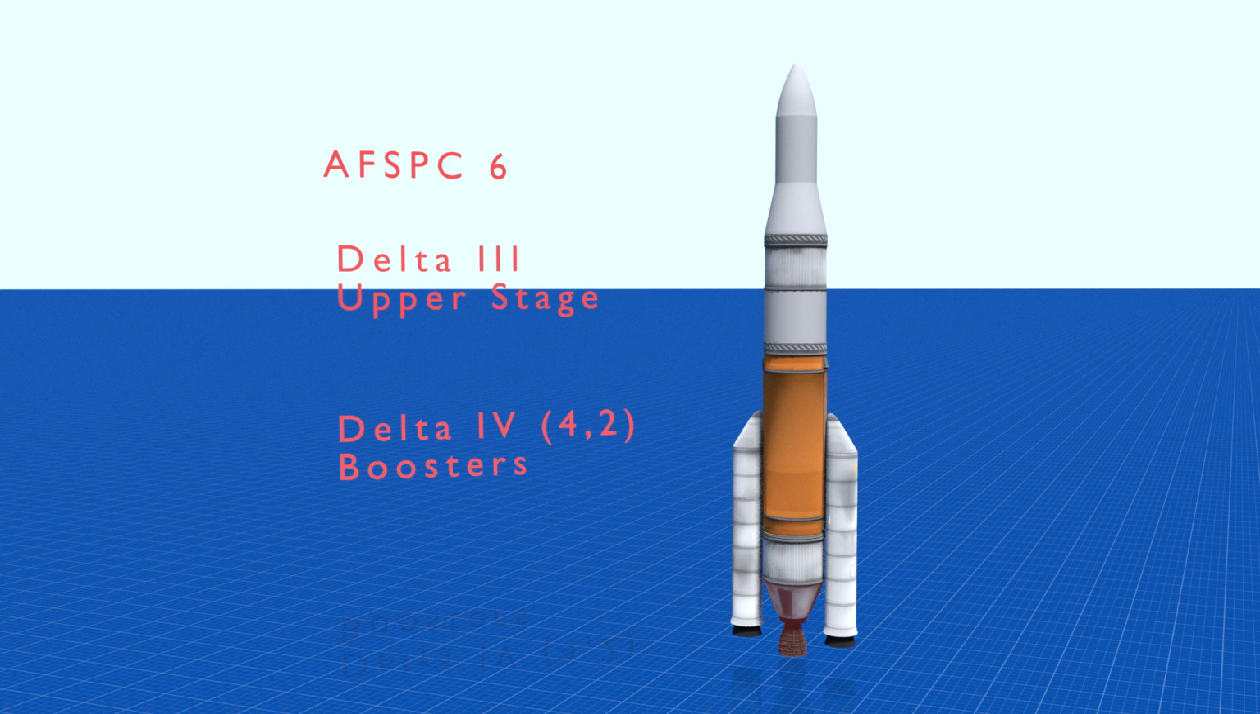It will be the first time this specific variant of the Delta 4 is propelled by the upgraded RS-68A. It has a little more thrust and is a little more efficient, increasing the rocket's payload capacity by roughly 300 kilograms, summing up to over 12 tons.